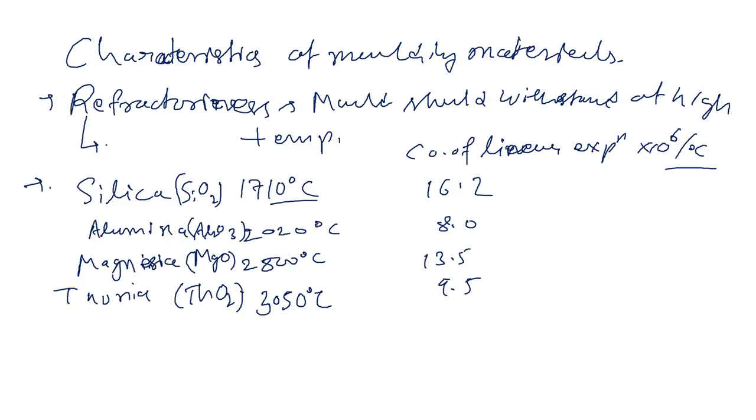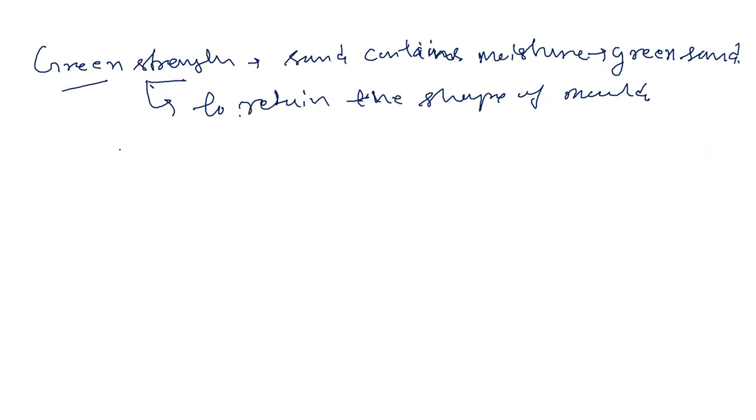Sand also has good refractoriness. Sand is the main principal material which has good refractoriness, and it can withstand higher temperature. And second is the green strength. Sand contains moisture, so it is called green strength, and it should have enough strength to retain the shape of the mold. Green sand has good green strength.